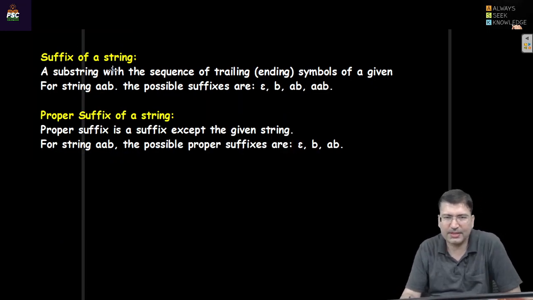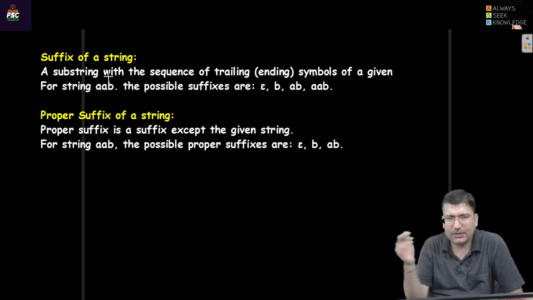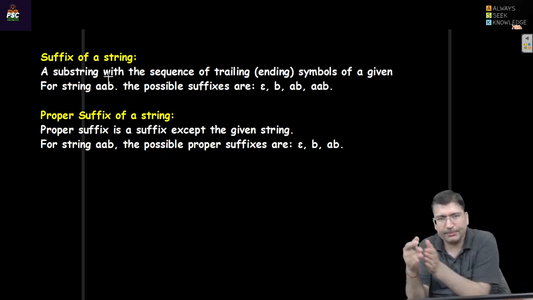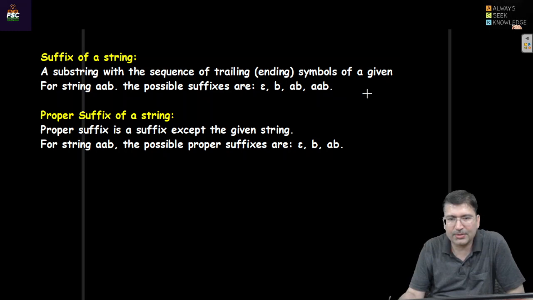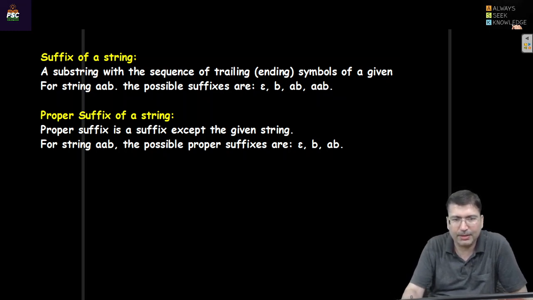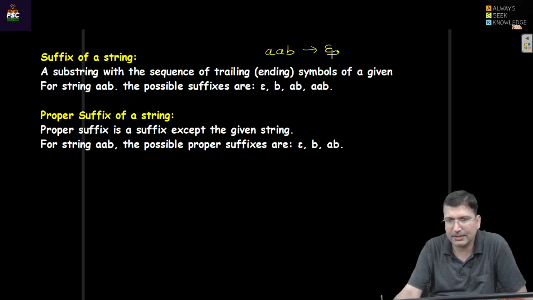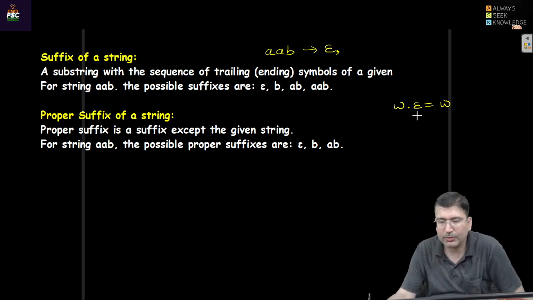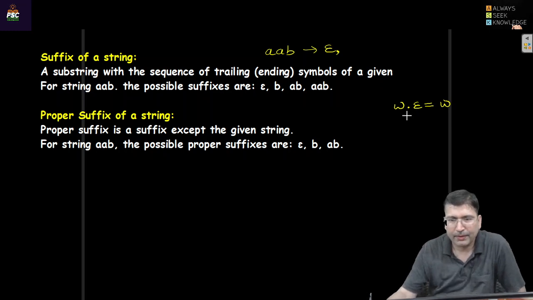Then suffix is also a similar kind of thing. In suffix we start taking the substring from the end symbol. So if we consider the same string AAB, the very first suffix you can say is the empty string, that is epsilon, because if a string W is given and you concatenate it with epsilon, you will get W only, right? So every string can be ended with epsilon, you can assume that. So epsilon is the suffix as well as the prefix of every possible string, right?